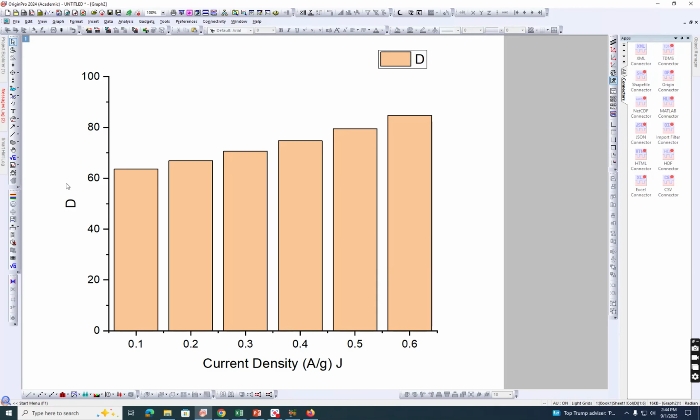So this is the current density, and here is the capacitive contribution percentage. Okay, so this is the way you can calculate the capacitive contribution from the specific capacities.